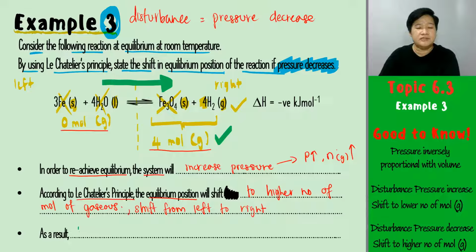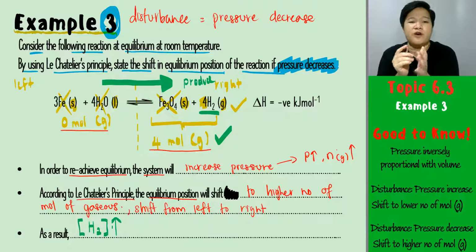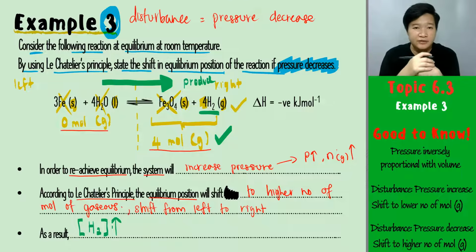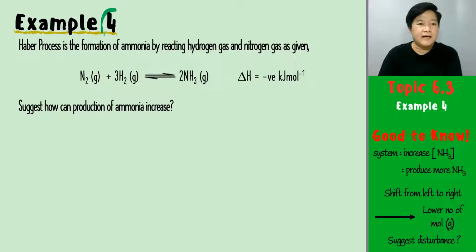Okay? As a result, what will happen to the product? The concentration of H2 will increase. Alright? Definitely increase because we are moving towards the H2. We are producing the H2. Okay? That's why the concentration of your hydrogen gas will increase. Okay? Simple. Easy.